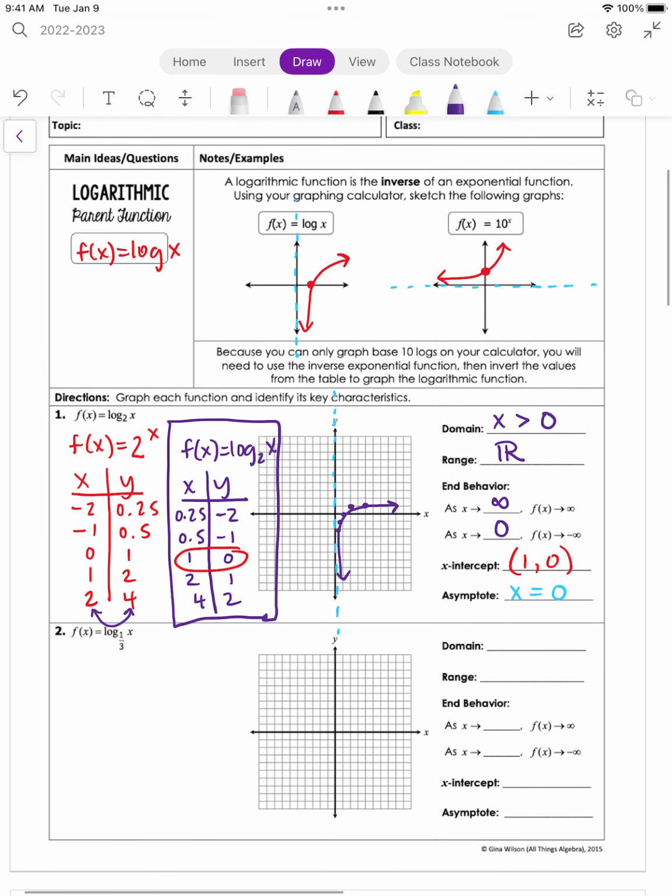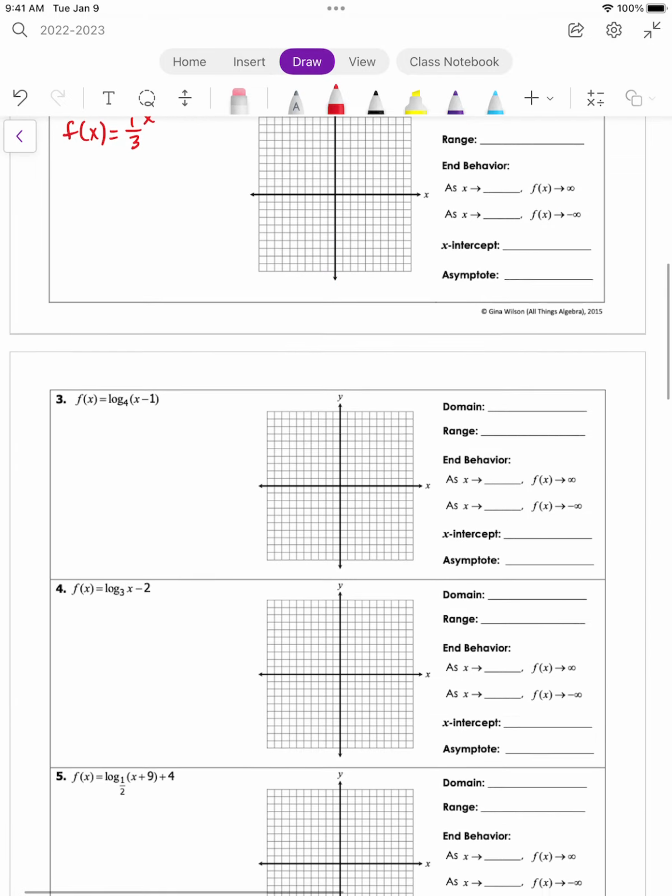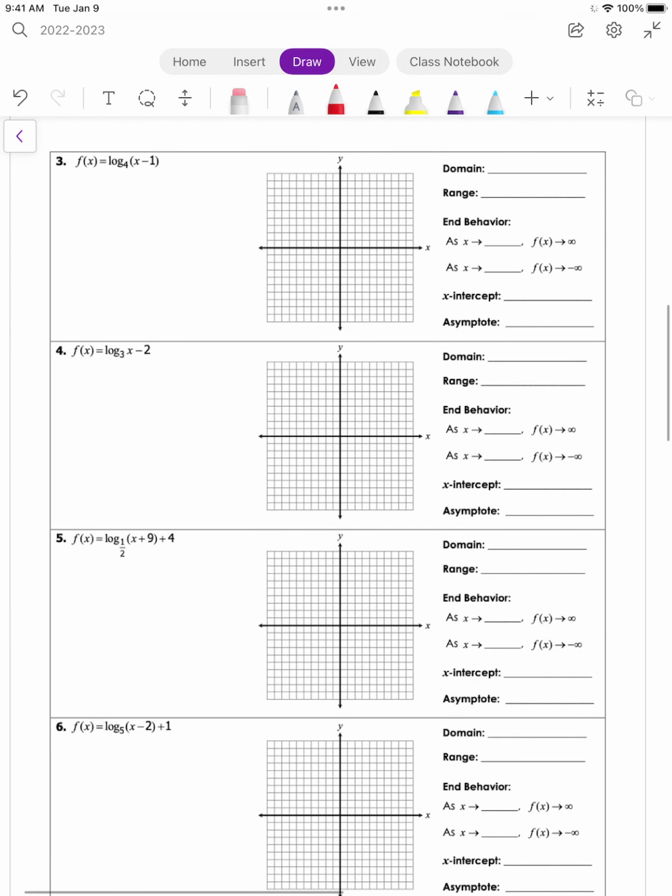So number 2 is going to be the exact same thing, right? This one does not have transformations, but just to start you off, build your exponential table with your base of 1/3 to the power of x, right? And then flip. Okay, going on to transformations. Let me do one with a lot of transformations. Let's do number 5.